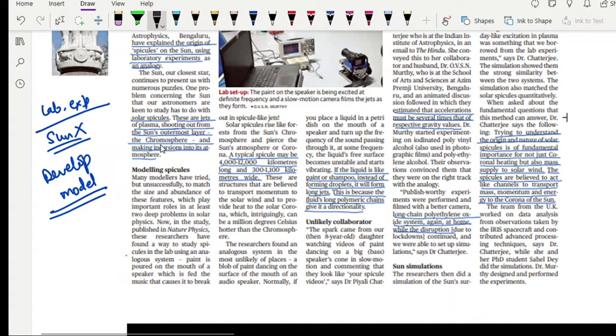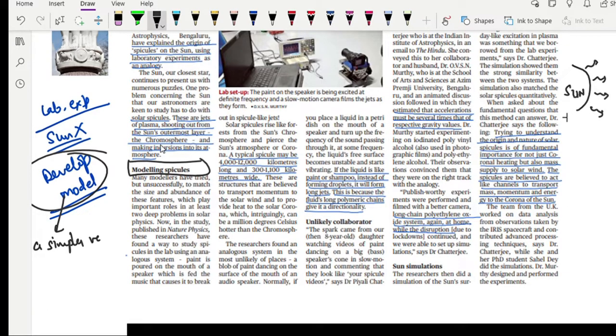Look, the sun encloses our system. The thing astronomers are keen to study has to do with solar spicules. These are jets of plasma shooting out from the sun's outermost layer, the chromosphere, and making incursions into the atmosphere. You understand? This is the sun. The sun will give out these plasmas and small masses, which are known as solar spicules, and this is say Earth, and this is our atmosphere. So this will enter our atmosphere. So they have modeled these spicules. As I have said, we develop models. What is a model? A simpler version of complex reality.